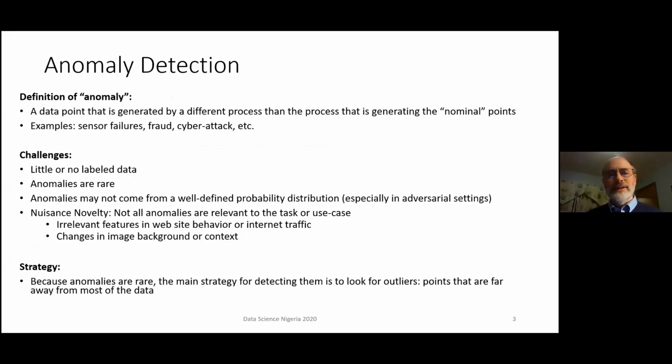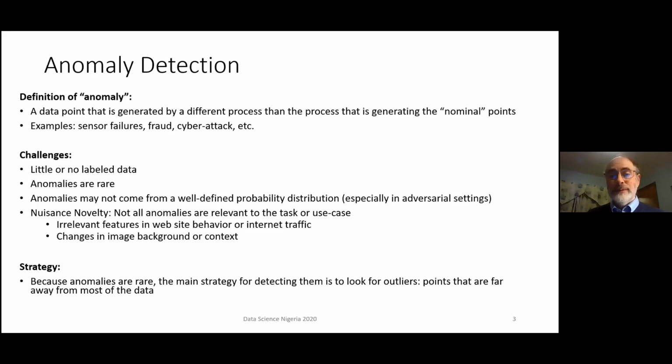Well, what is an anomaly formally? We like to say that an anomaly, we define it as a data point that is generated by a process that's different from the process that's generating the nominal points. So these could be sensor failures in the sensor network, fraud, cyber attack, diseases, and so on. The challenge is that there is usually very little or no labeled data available. Anomalies are rare, and anomalies may not come from a well-defined probability distribution.